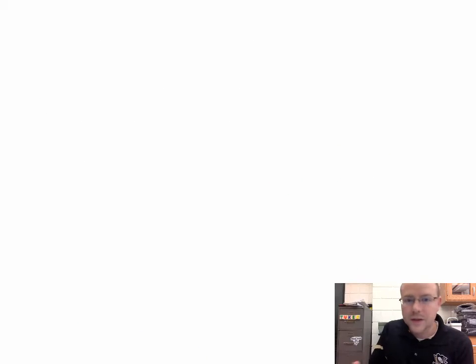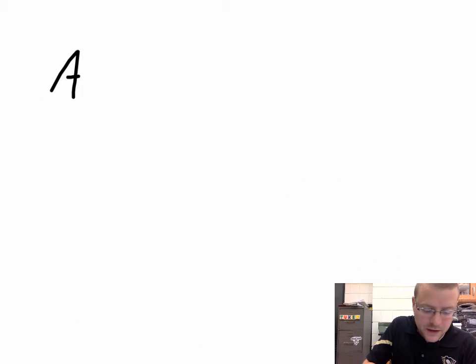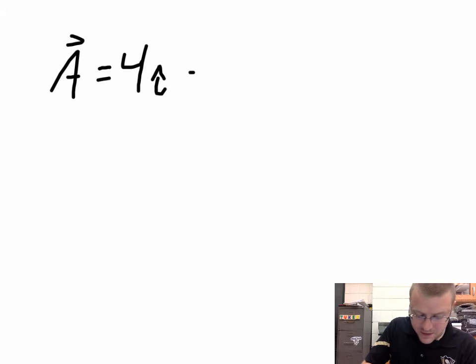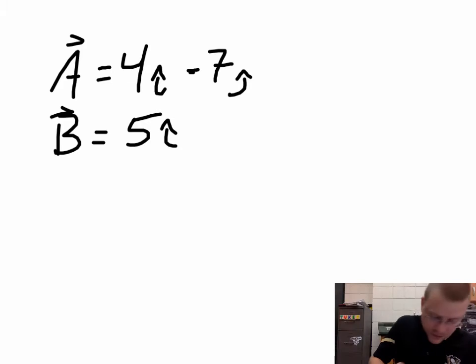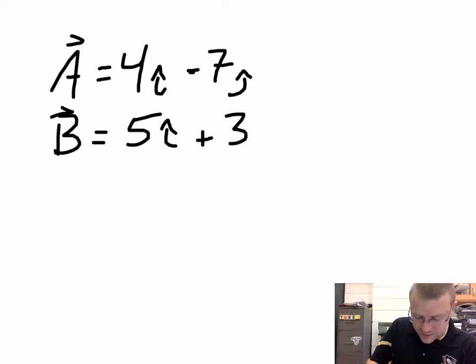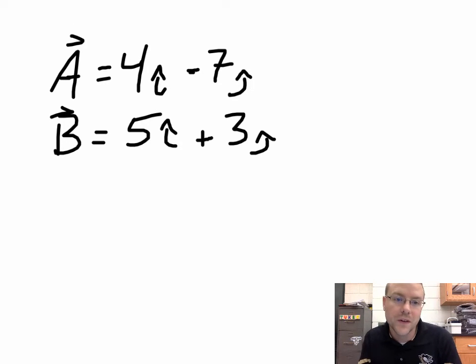Okay, so let's say we have two vectors. Vector A here with a quantity of 4 in the i direction, minus 7 in the j direction. And we have vector B, which has a magnitude of 5 in the i direction and 3 in the j direction. So if we follow our rules, what we want to do is find the dot product of multiplying vector A times vector B, or vector A dotted with vector B.